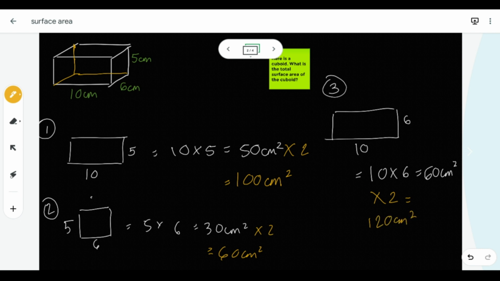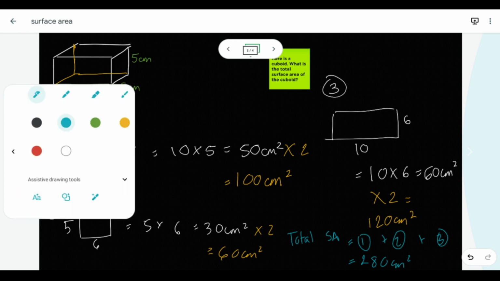Now your final area, total surface area, is going to be the addition of 1, 2 and 3. Adding them together should give us a value of 280 centimeters squared. Remember, the units are very important. Because it's area, the units will always be centimeters squared, specifically on the squared part. And that's the final answer to this question.